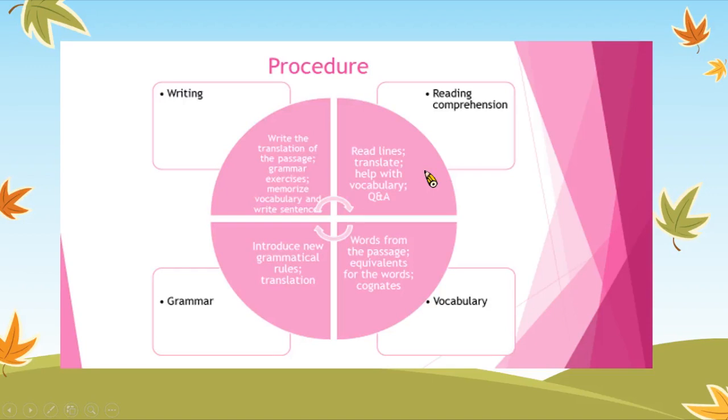The last stage in this procedure of teaching by using the method is writing. Students will be asked to write a translation passage. For example, they have been learning something like The Little Red Riding Hood today, so the teacher will ask students to translate each sentence in this story. Grammar exercises will also be provided to help students become more familiar with the grammar rules they learned today. They also need to memorize all the new vocabulary they learned today, and they will write sentences to help them understand the meanings of these sentences more clearly.